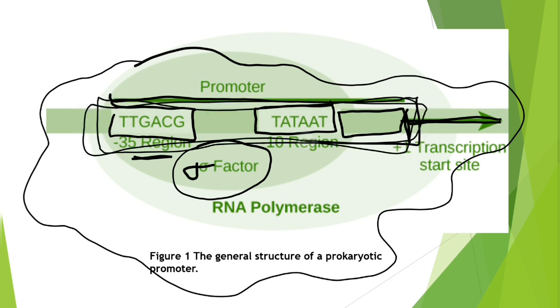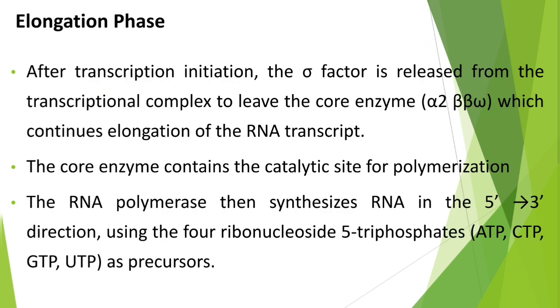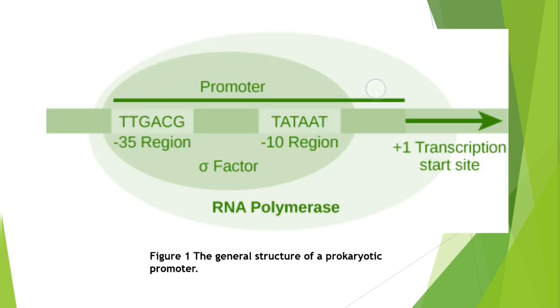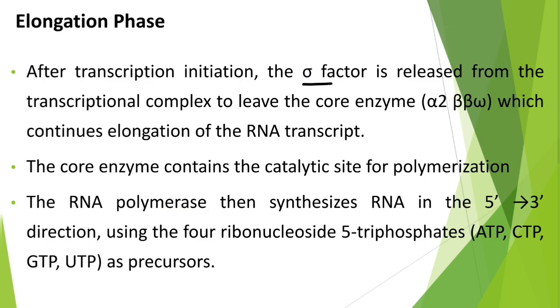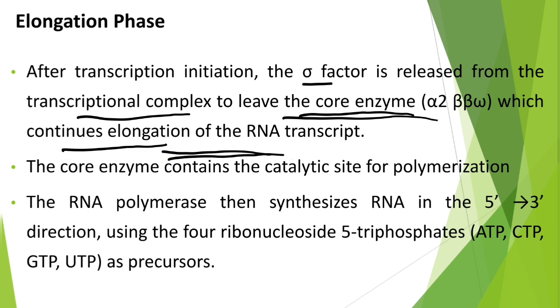Promoter region, where the holoenzyme, or actually the sigma factor, binds, which is very important for transcription to start at the start site of transcription. Then elongation. After initiation, the sigma factor is released, because that sigma factor is only required for initiation. So after initiation, the sigma factor dissociates from this transcriptional complex and only leaves the core enzyme, which is alpha, beta, beta dash and omega, which continues the elongation of the RNA transcript.